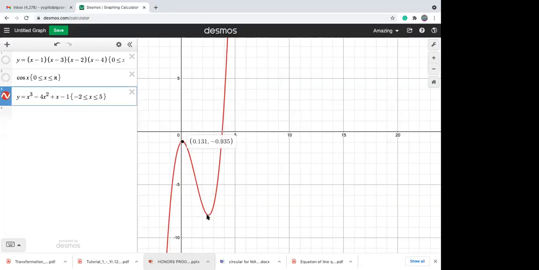When you are looking at these critical domains, I think the largest domain that you'll get will be this one until 5, because this one from 0.131 is slightly smaller, maybe by a decimal place. So you'd select this domain as the largest domain for the given inverse.